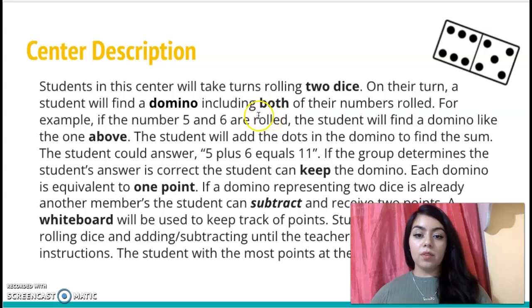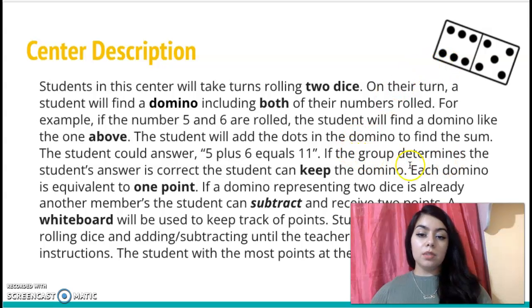For example, if the numbers 5 and 6 are rolled, the student will find a domino like the one above, as you can see here, 6 and 5. The student will add the dots in the domino to find the sum. The student could answer 5 plus 6 equals 11. The student can add using the domino and counting one by one. They can use the marbles as manipulatives. They can use the whiteboard to draw. It is up to them which strategy they use.